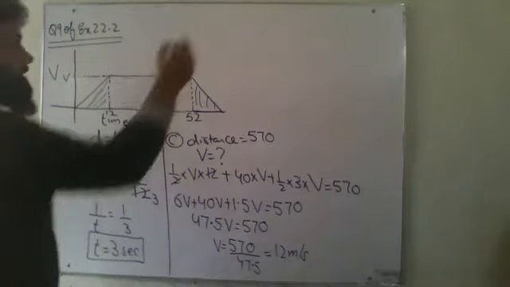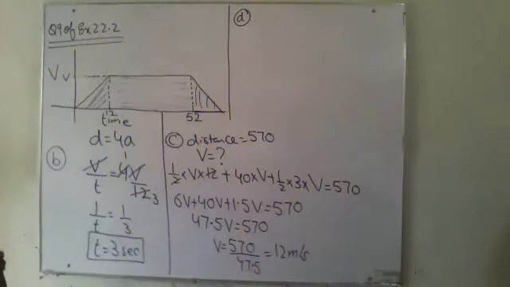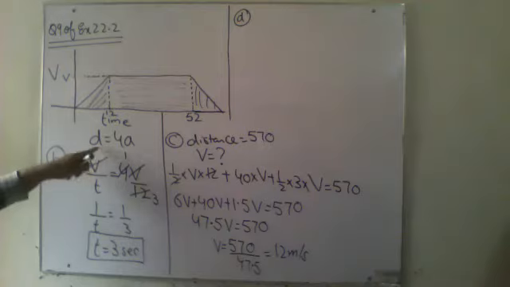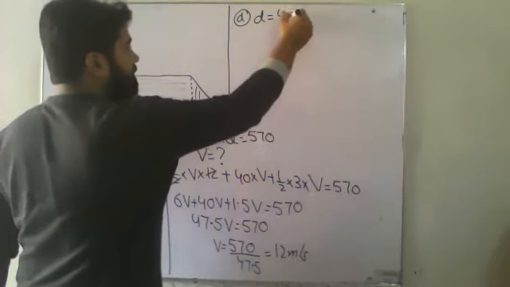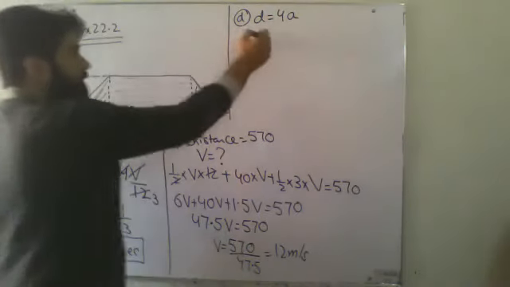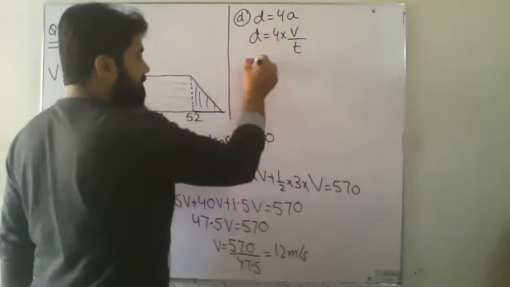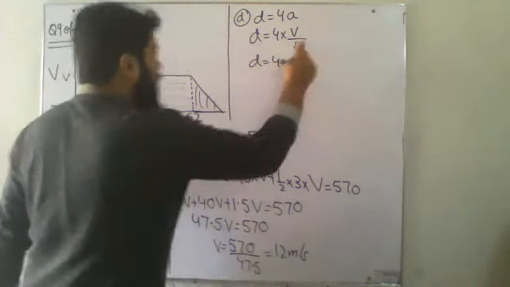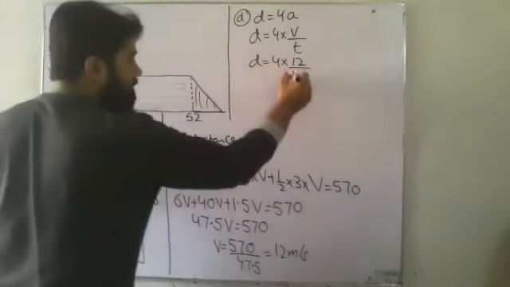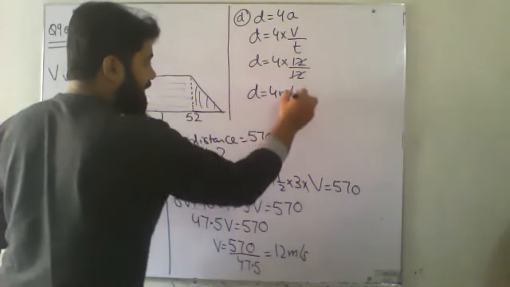D part of the question is asking to calculate the final deceleration. Okay, so final deceleration, we have got it over here. D equals 4 times A. Acceleration is velocity over time. D equals 4, velocity is coming 12. What was the time of acceleration? That is also 12. So these will be cancelled and your deceleration is coming 4 meters per second squared.